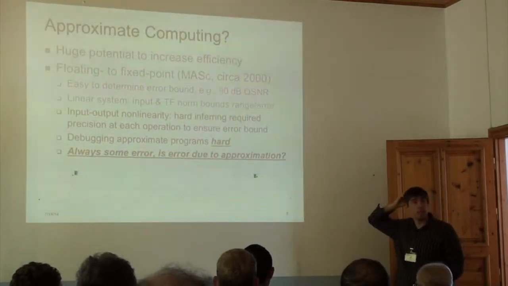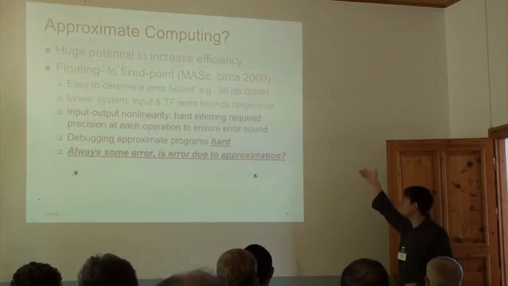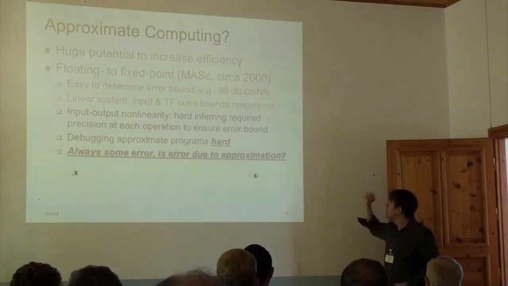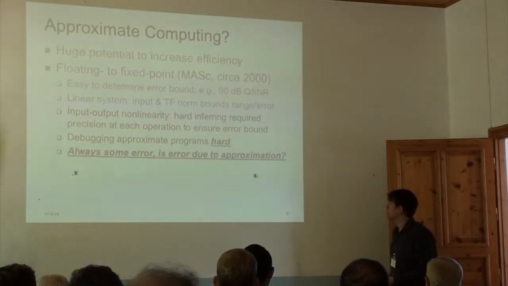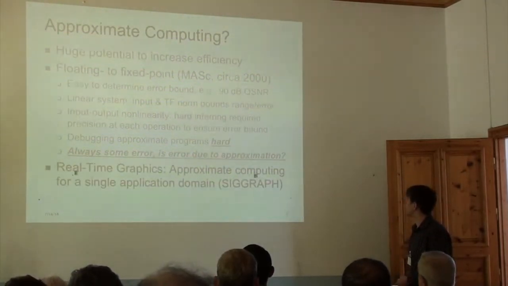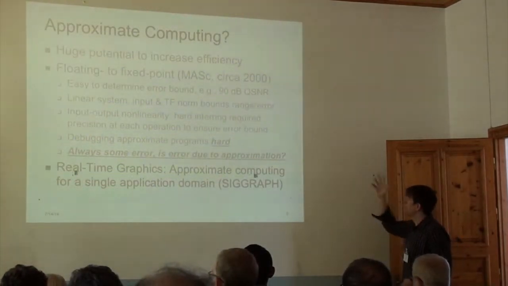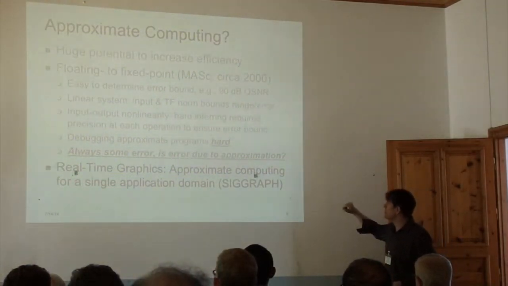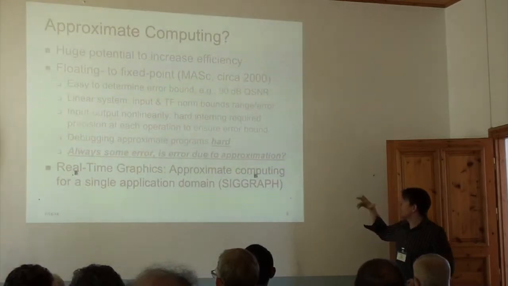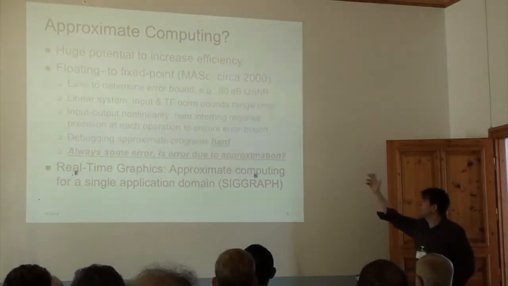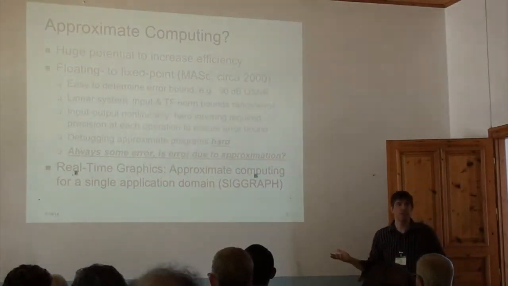My grad students ask me about this, and I say this is where we should be working: how do you make it easy to debug approximate programs. That's, I think, what I don't see people work on. And I think it would be a very interesting area to work on. So I think approximate computing is good, but how do you debug these things? Approximate computing has also been around. Real-time graphics is approximate computing for a single application domain.